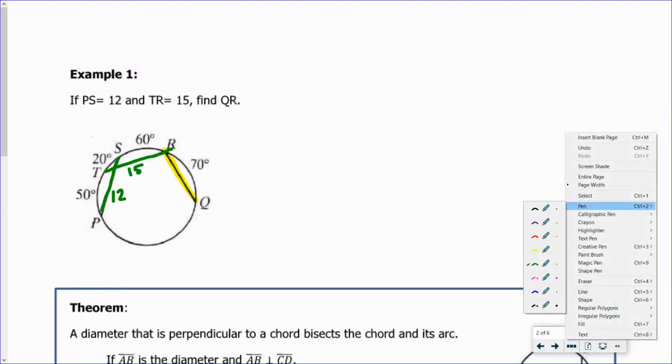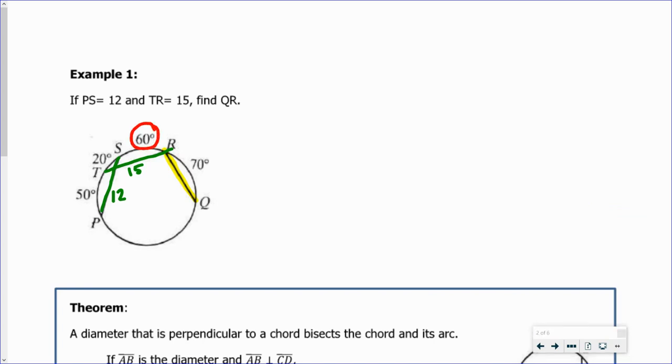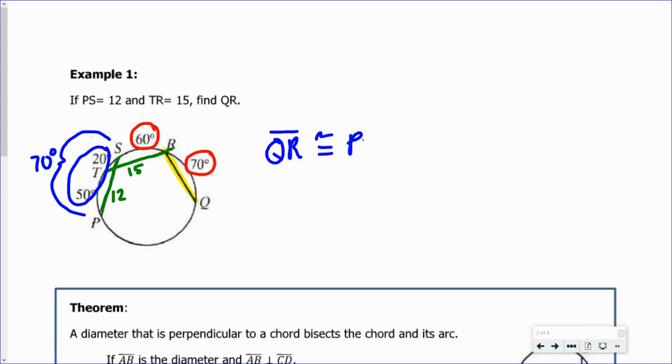Now, the first thing that I'm noticing here is that 60 and 70, the measure of those arcs, is not the same, which means that RQ cannot equal 15. The second thing that I'm looking at here is that off to the side, if I were to add these two measurements together, arc PS would equal 70 degrees. So since PS and RQ are, excuse me, congruent arcs, their chords are also congruent to each other. So that means that QR is congruent to PS, which implies that QR is equal to 12, which is the length of PS that's given to us in the beginning.